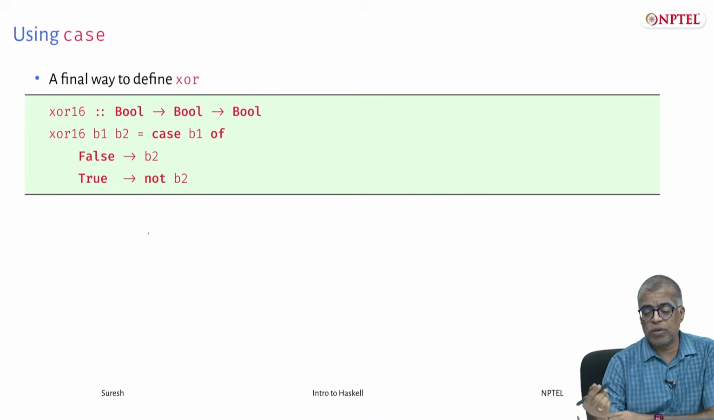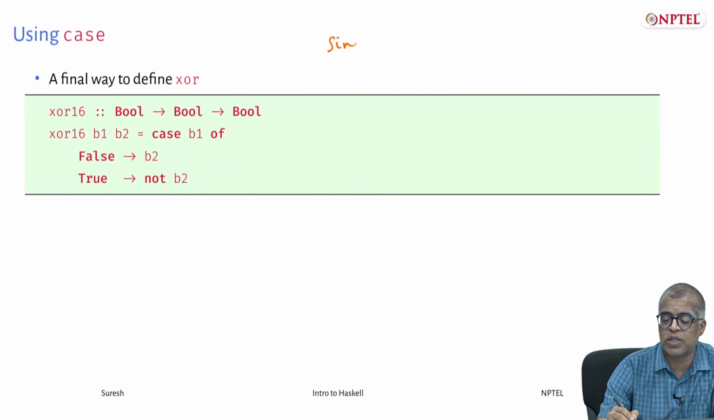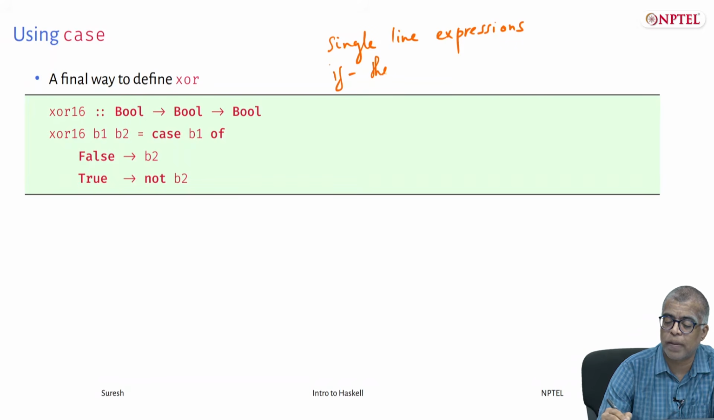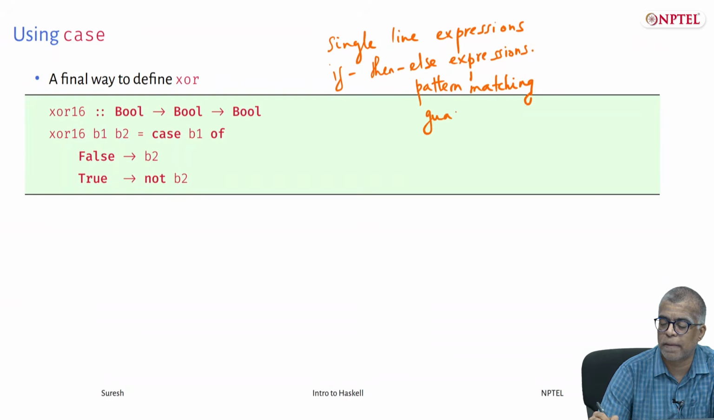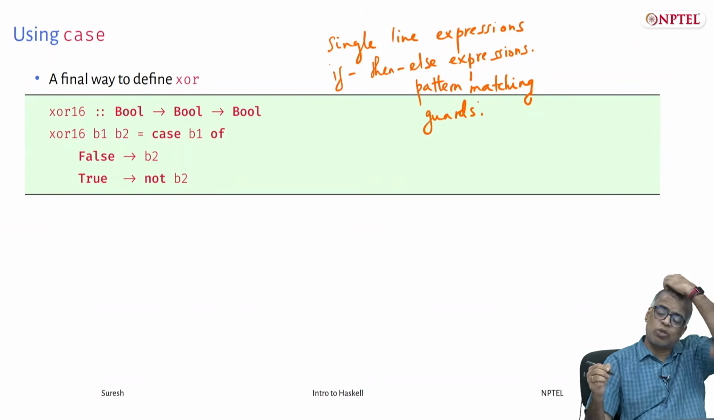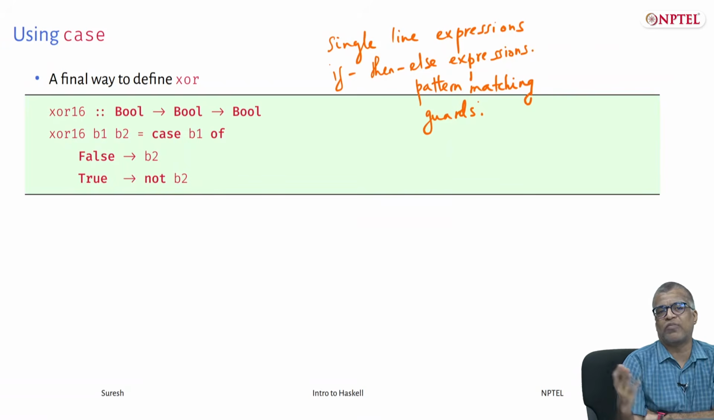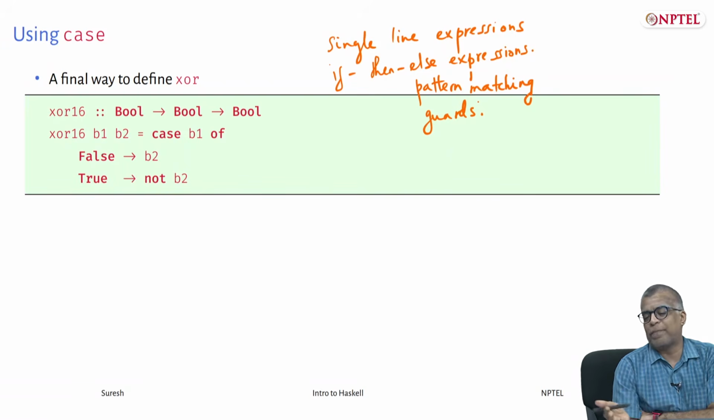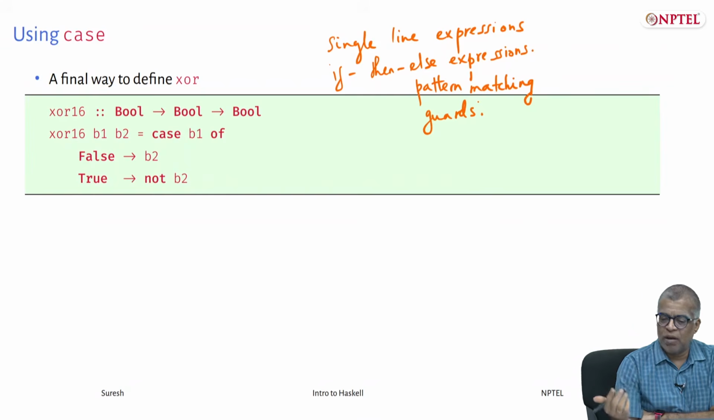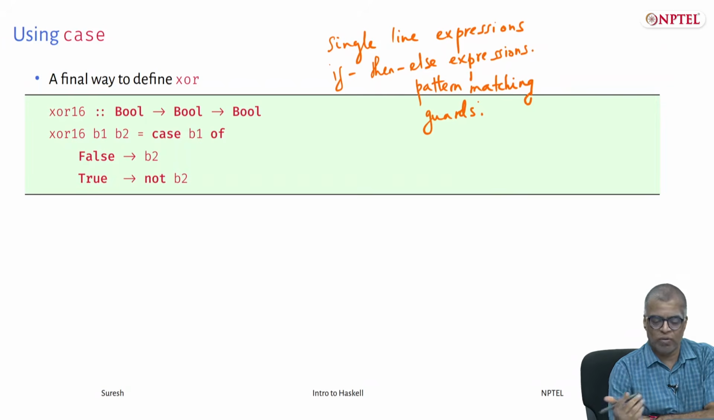Okay, so we have seen so far single line expressions, if then else expressions, pattern matching, guards. Okay, so various styles are appropriate for various definitions. As you practice Haskell, you will stick to some style, and it is just a matter of idiom which style you choose for which definition.